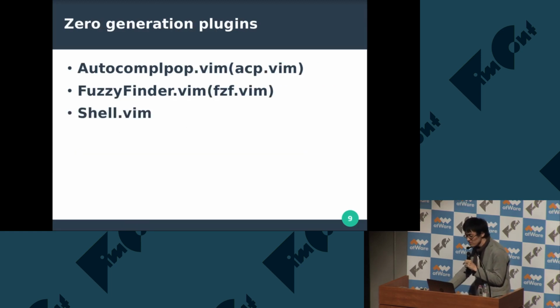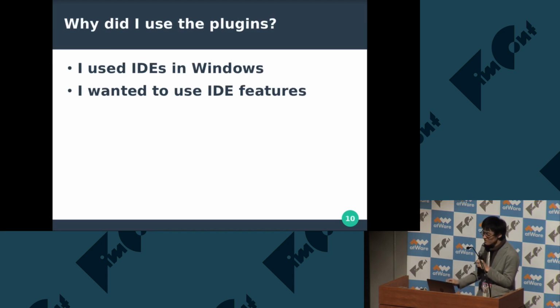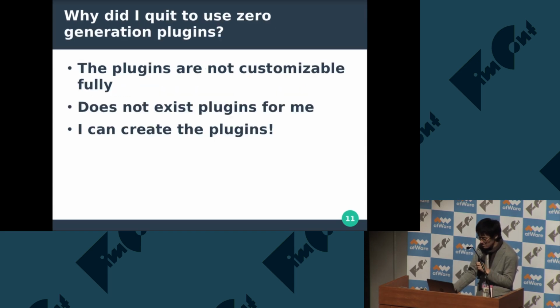I had used other plugins before creating my own plugins. I think they are zero generation plugins. I used Windows and IDEs. I wanted to use IDE features in Vim, so I researched and used the existing plugins. Why did I quit using zero generation plugins? Because the plugins are not freely customizable, and plugins for me did not exist. I thought I could create the plugins for myself.